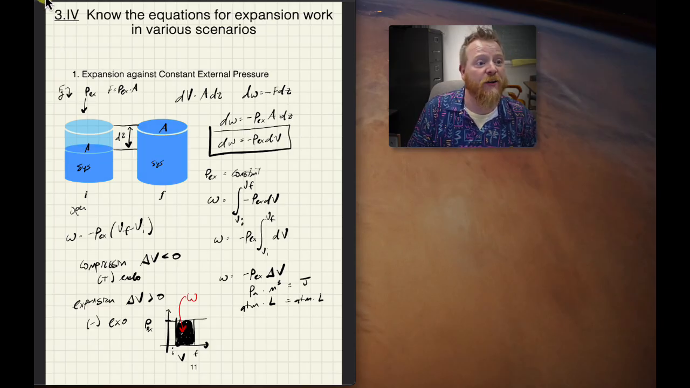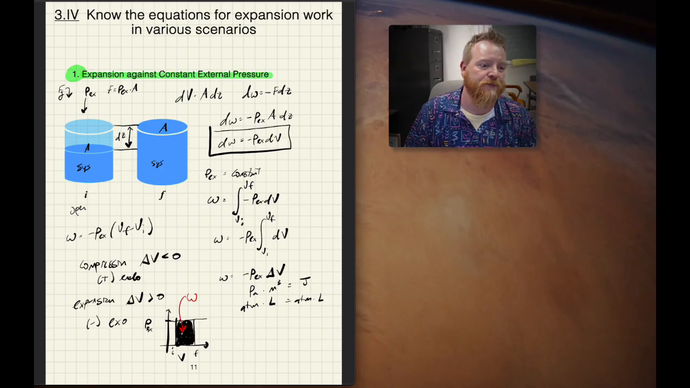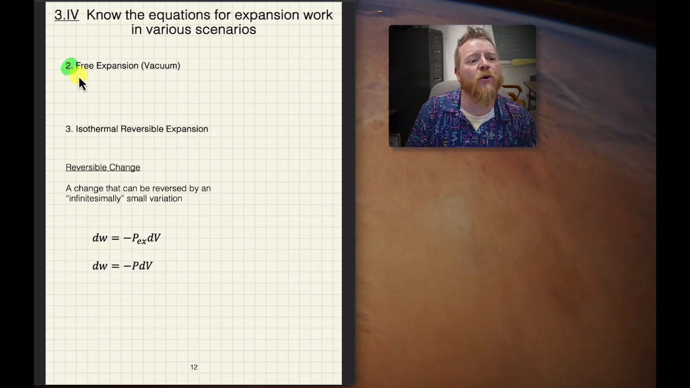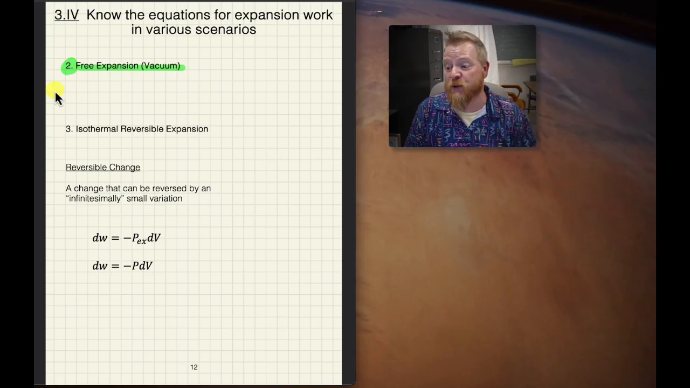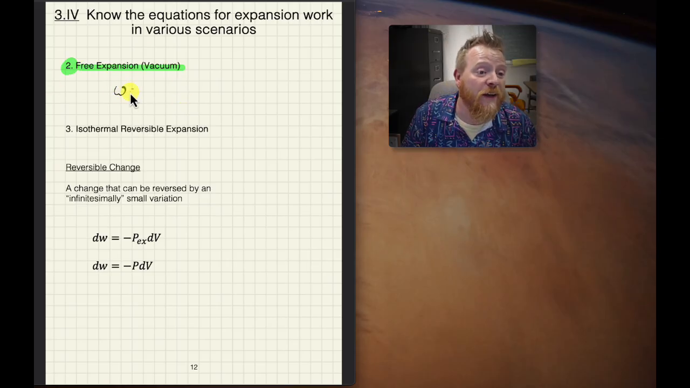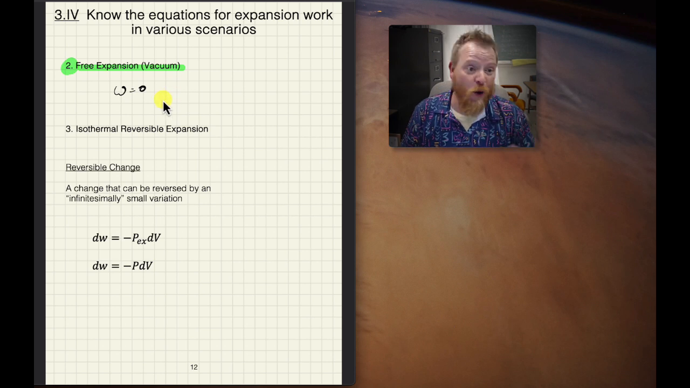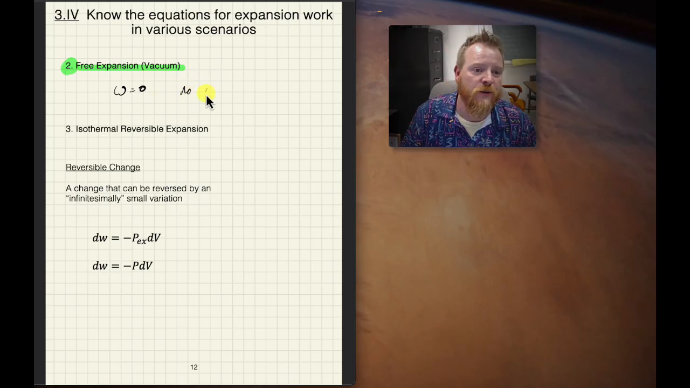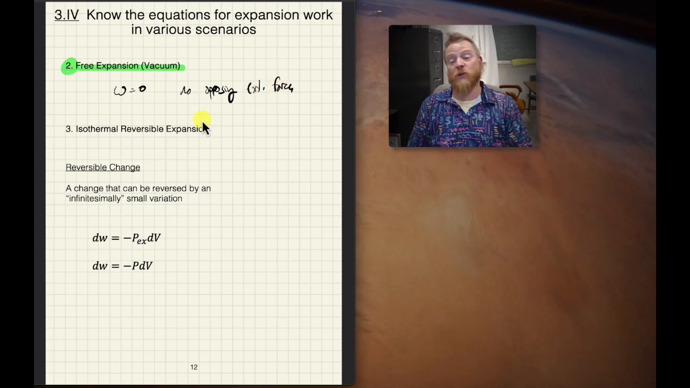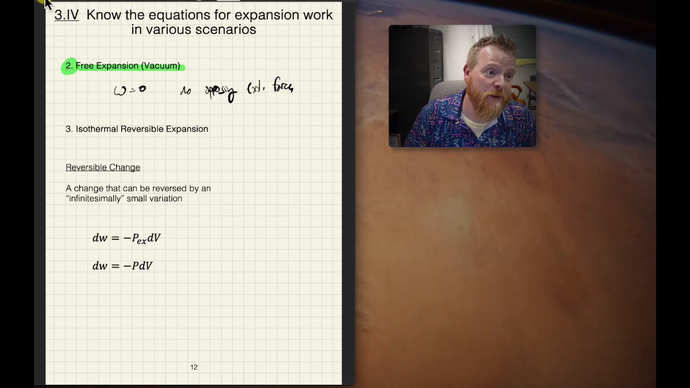So this was scenario number 1, expansion against constant external pressure. So scenario 2, free expansion or expansion into vacuum. Well, work equals 0, so there's no work done when something expands freely into vacuum because there's no opposing external force. So work is 0. So that one's easy. Okay.